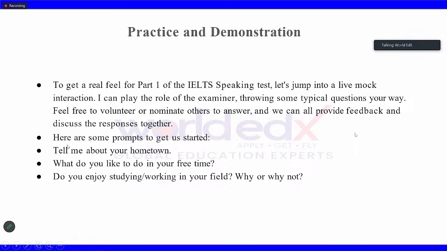If you want to write down the answers, you can write them in the chat box as well, and then we can discuss it later on. But please try and speak, guys. It will definitely boost your confidence if you can speak in front of 14, 15 of us. You can easily speak in front of the examiner as well. If you want to answer any of the questions written on the screen, please feel free to answer.